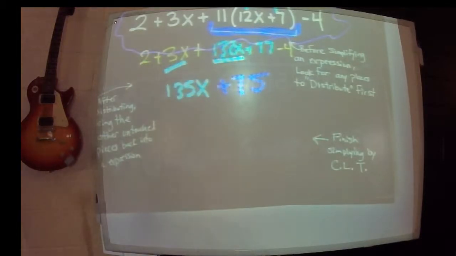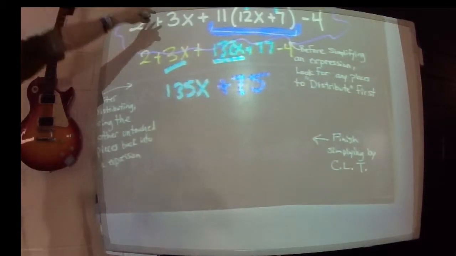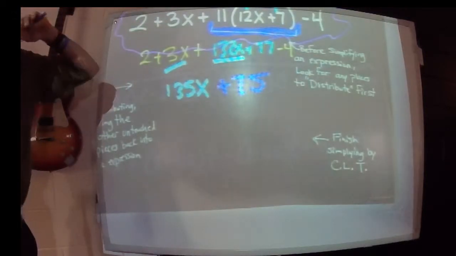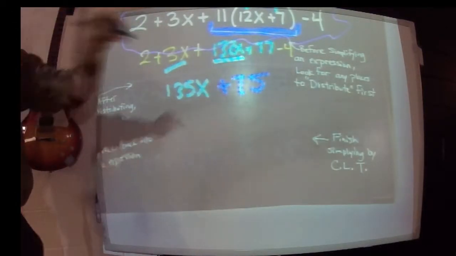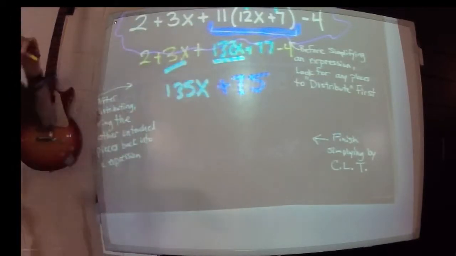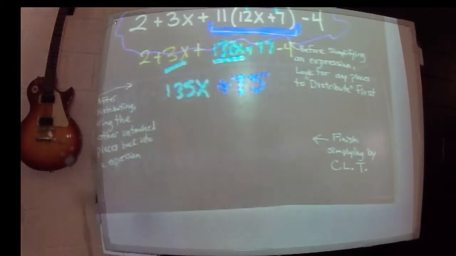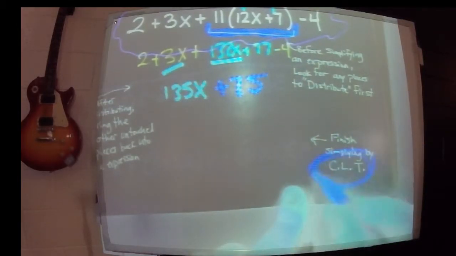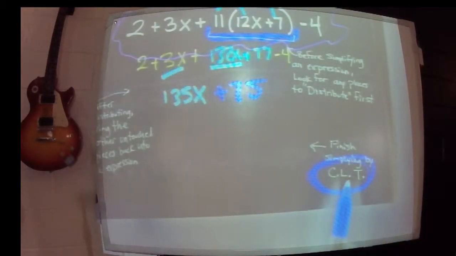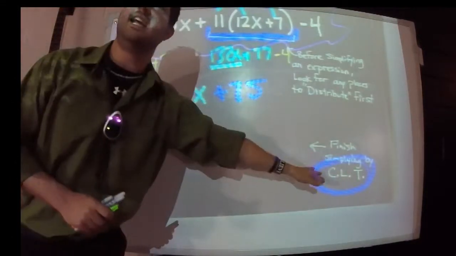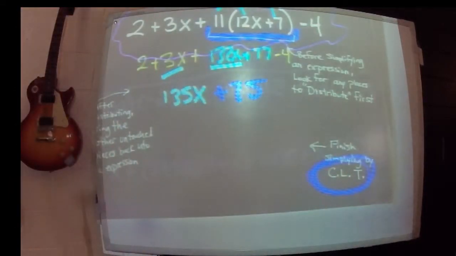And that's how we do it. So you must distribute first. When you're simplifying an expression, what do you need to do first? Distribute, if you have a situation that calls for it. And then the second thing you do is CLT, which stands for combine like terms. I will say CLT a whole lot in this class. I will say, hey, distribute first, then CLT, combine like terms.